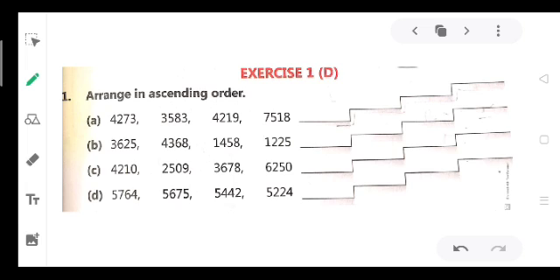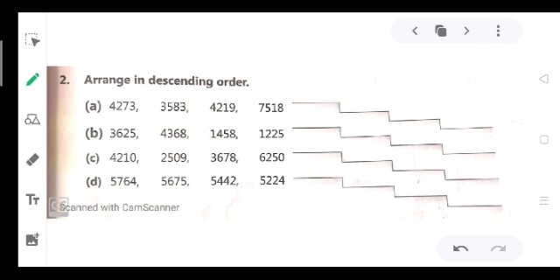This is your exercise 1D. First question in front of you. Now I will not help you and you will not take help of your parents also. This is your homework. You have to do it in your book. This is question 2. I am going to explain you. I will give you examples, but I will not help in these questions. This also you have to do yourself, even without help of your parents.